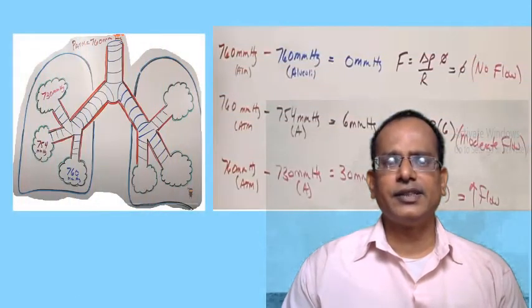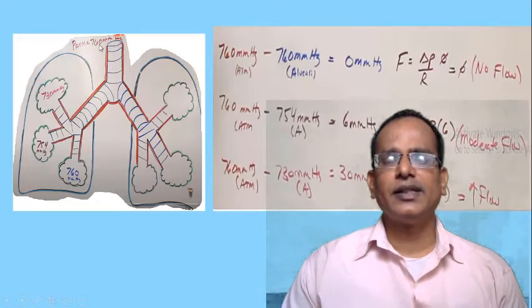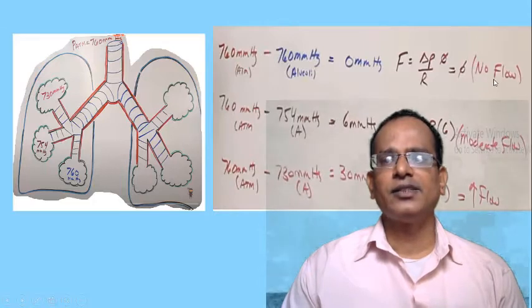First we will take the atmospheric pressure at the esophagus. So in the esophagus, the atmospheric pressure, what is the pressure change? The pressure change is called the differential pressure. So 760 mmHg minus 760 mmHg in the esophagus is equal to 0 mmHg. That means there is no flow. Here, as there is no flow, F equals ΔP, the differential pressure, divided by R, which is equal to 0.